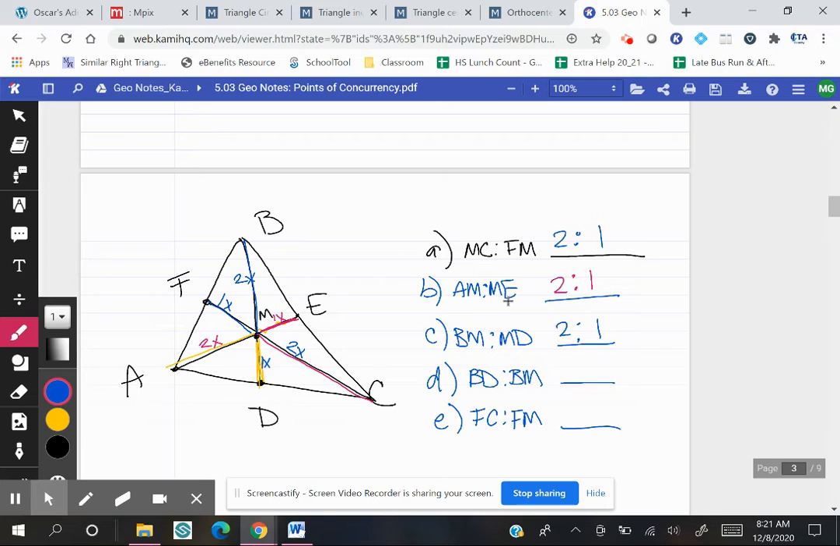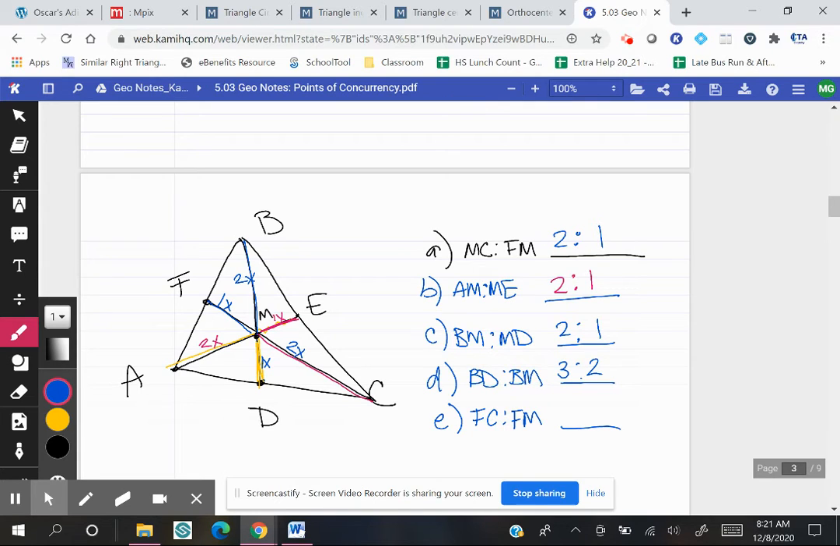BD to BM, so BD is the entire segment, as a ratio of that to BM. Well, if this is 2x and this is 1x, the whole thing is 3x if I add them together. So that would be 3 to BM, which is 2x, so a ratio of 3 to 2.